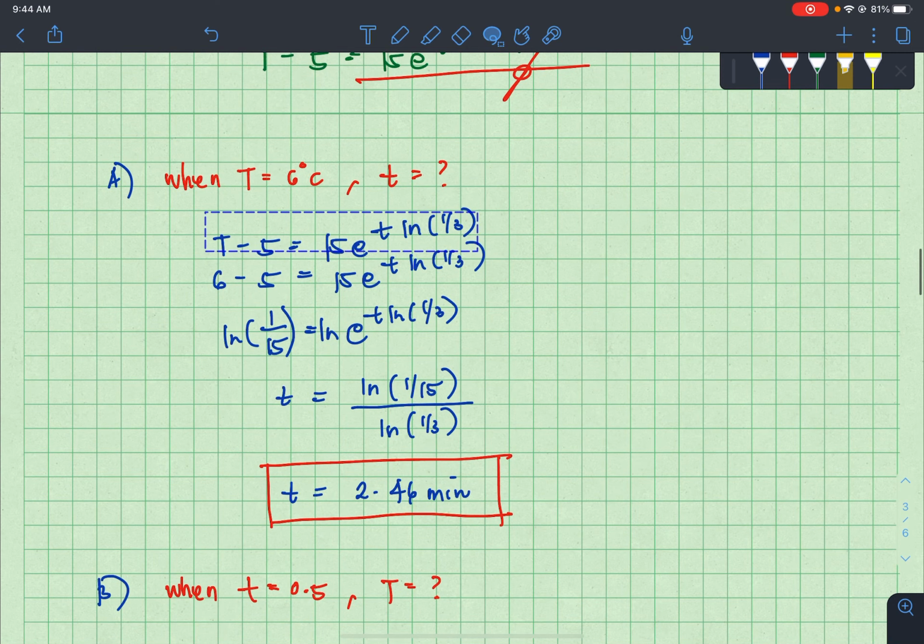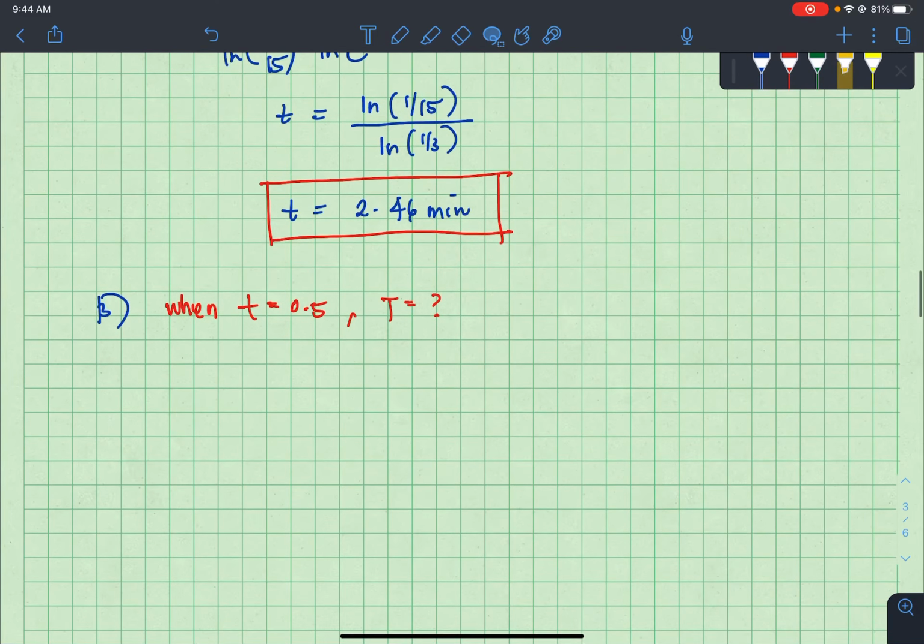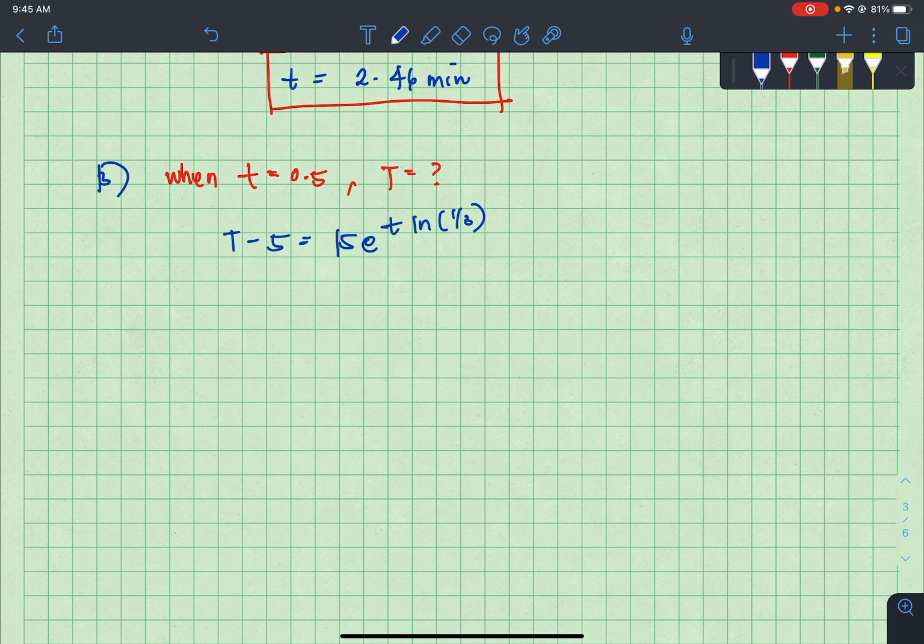Using the same formula, we can see that T is equal to 15 e raised to 0.5 ln of 1/3. The minus 5 will become plus 5. So 15 e raised to 0.5 ln of 1/3 plus 5. Pause the video first and try to do it on your calculator so you can get used to it. But again, I do have the answer already.